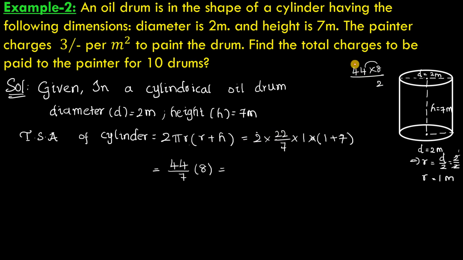8 fours are 32, and 3 here. 8 fours again 32. 32 plus 3 is 35. So it is 352 by 7 meters square. I am just leaving it in fraction form.